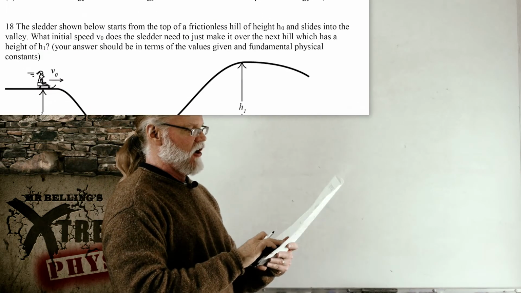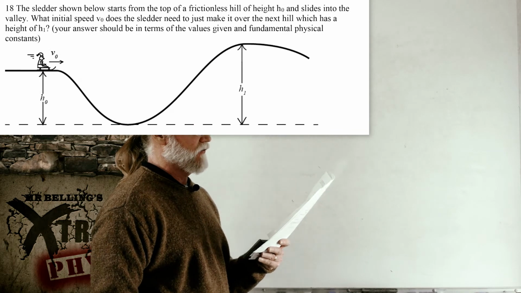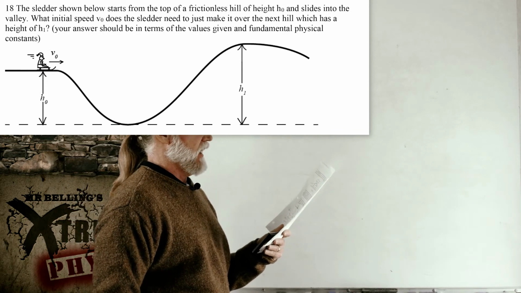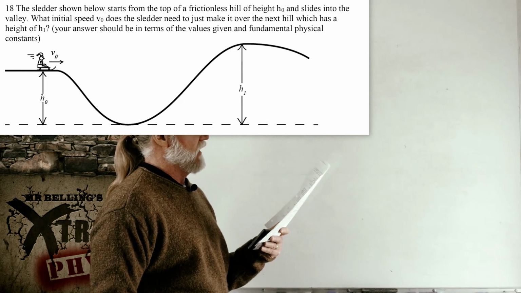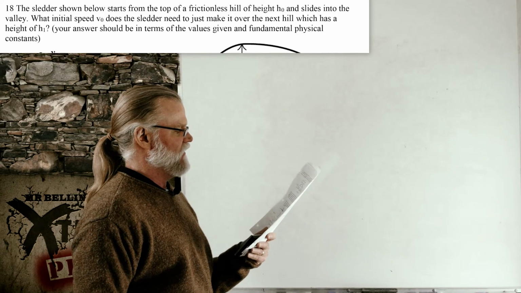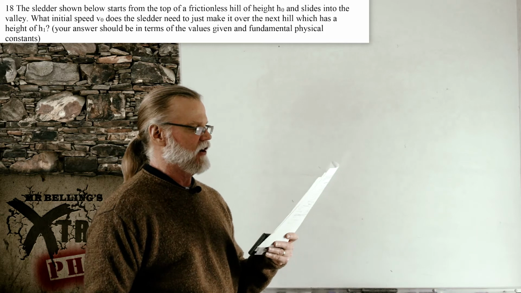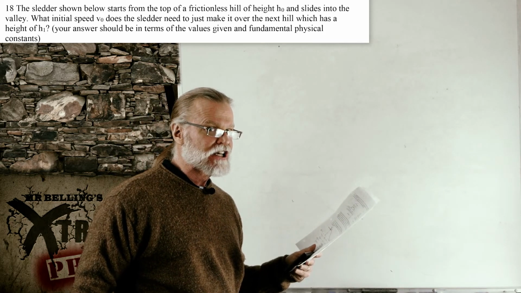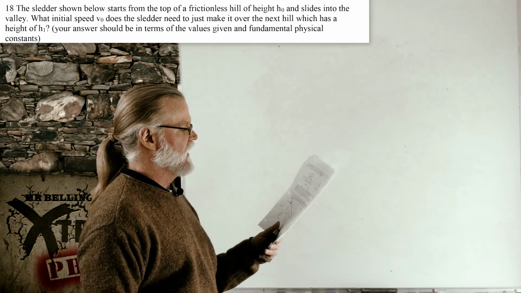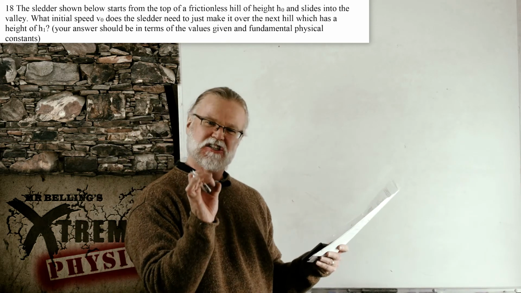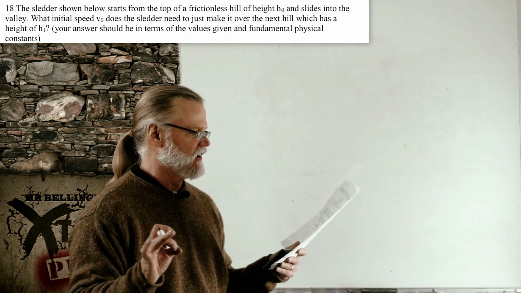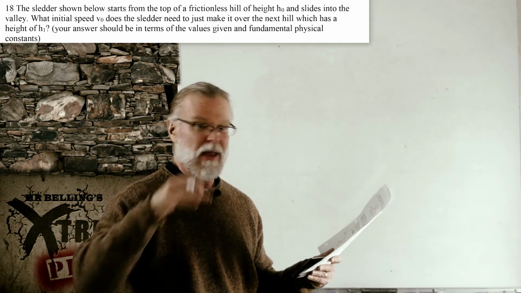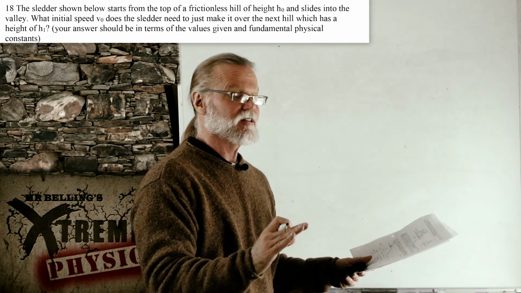The sledder shown starts from the top of a frictionless hill. No internal energy. Of height h0 and slides into the valley. What initial speed v0 does the sledder need to just make it over the next hill? What do they mean by just make it over the next hill? They didn't say make it over the next hill. They said just make it.